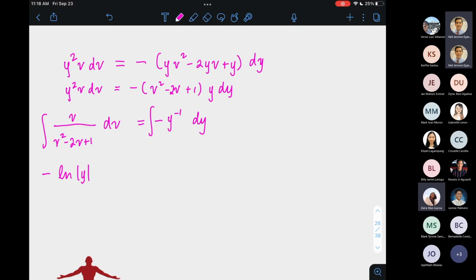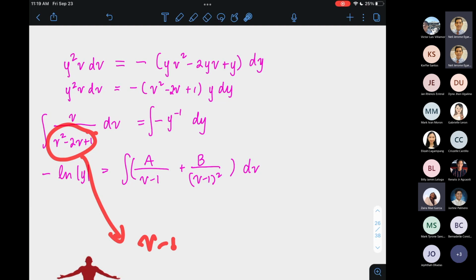So if I do partial fraction decomposition, this will become integral of a over v minus 1 plus b over v minus 1 quantity squared dv. Kala nyo nakatakas na kayo sa partial fraction decomposition. This denominator can be written as v minus 1 quantity squared, repeating factor, pero linear yung repeating factor, so the numerators would be constant, or some constant a and b. Okay? Now, siguro we can solve on the side for a and b.